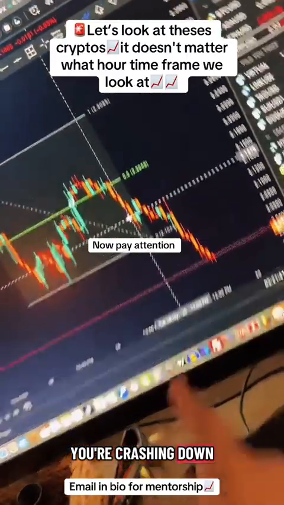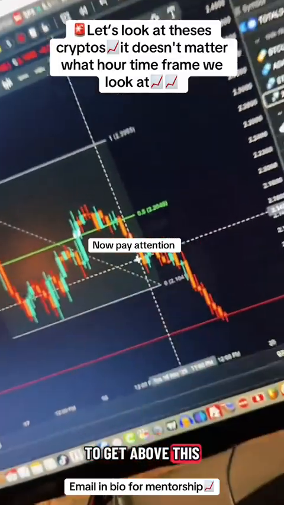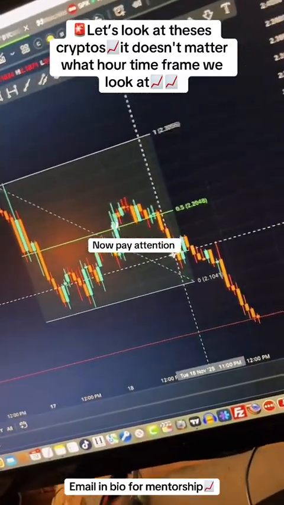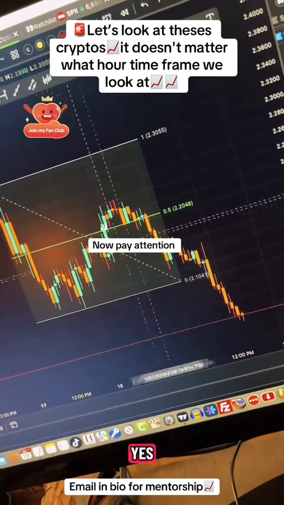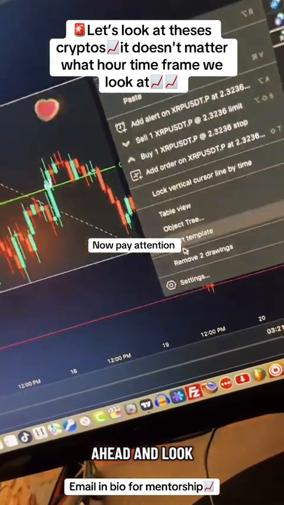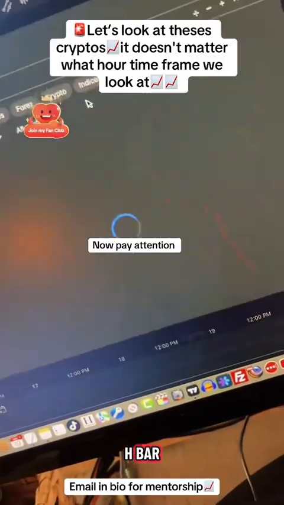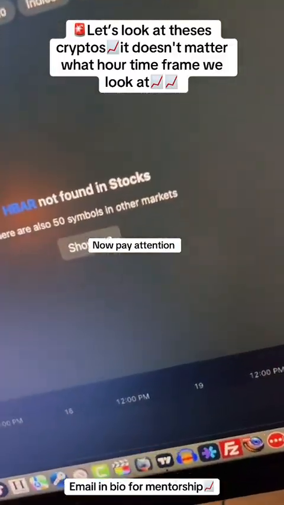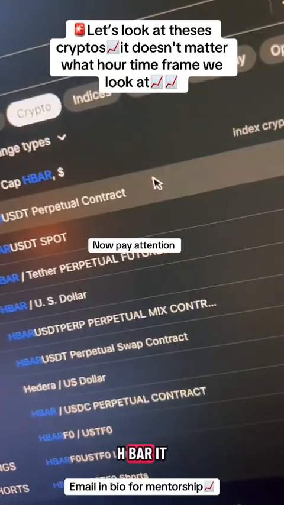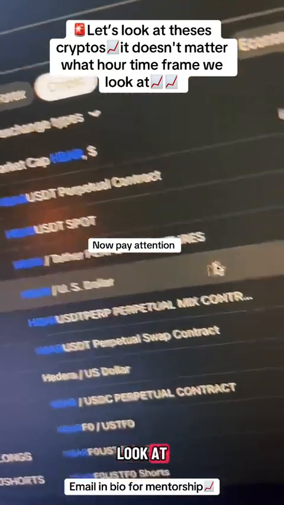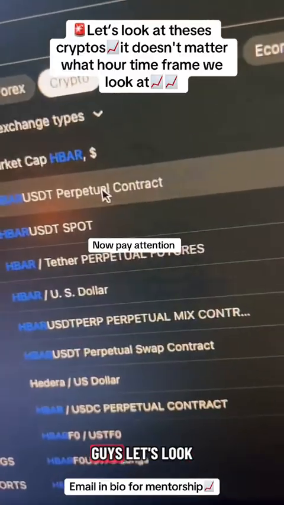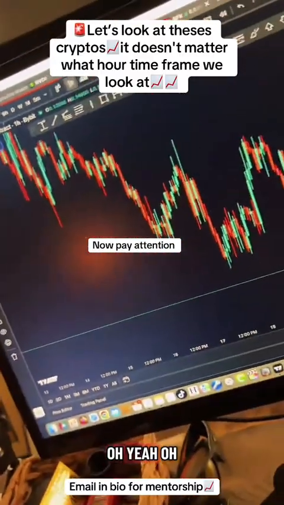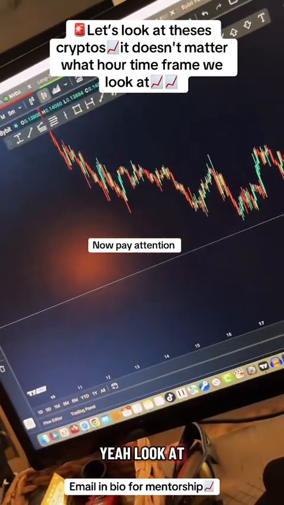You're crashing down because you have to get above this. Is that true? Yes. Now let's go here and look at H-bar, because somebody said H-bar. H-B-A-R, no problem. It doesn't matter to me where we look. Here's H-bar, guys. Let's look at it.